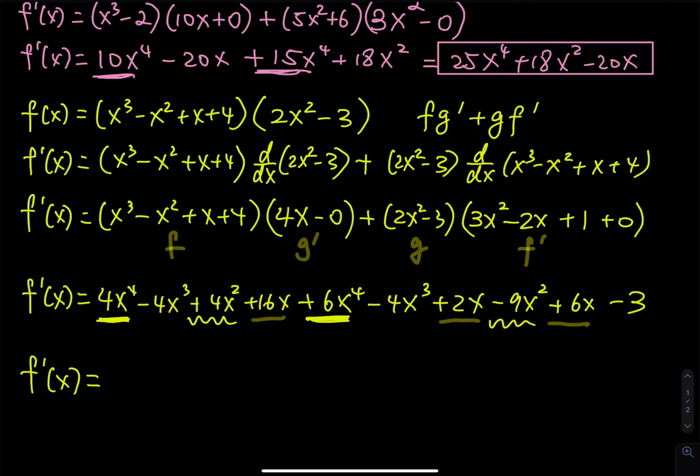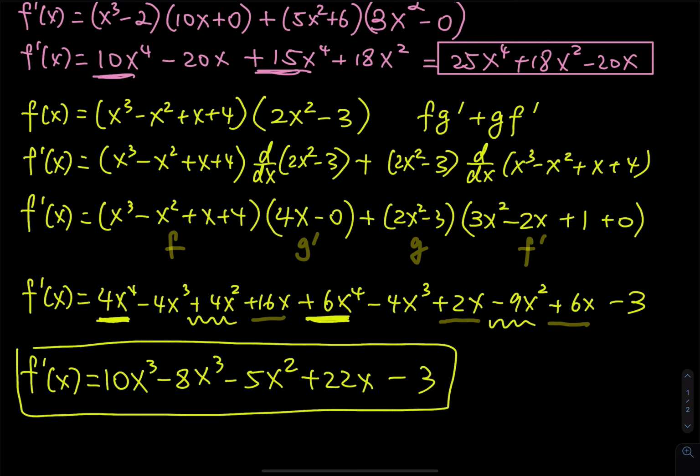Okay. So f prime of x, final answer. 4 plus 6, 10. And then the third power, there are two third powers, minus 4 and minus 4. So that is minus 8x to the third. And then second power, 4 minus 9 is equal to negative 5. And then first power, 16 plus 6, that is equal to 22. And then minus 3.